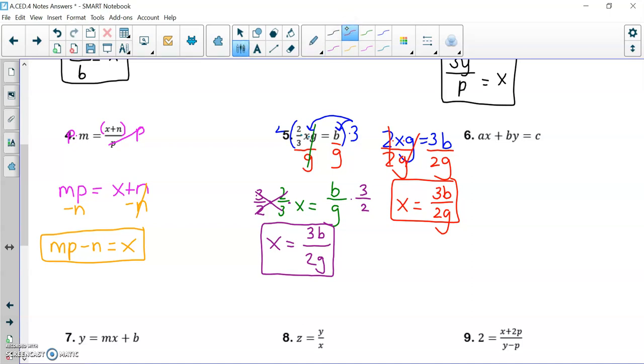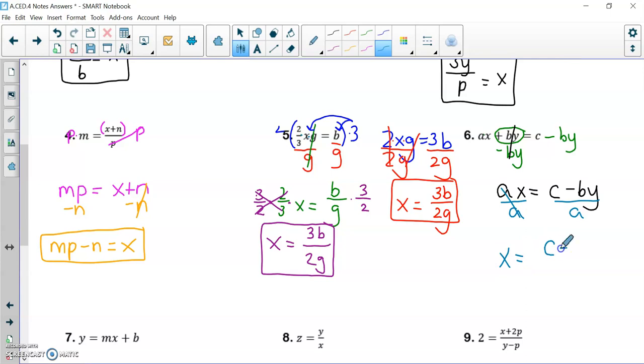Okay, so number 6, I'm solving for x. So x is being multiplied by a, and then I'm adding on by. So first I'm going to take care of that addition of by subtracting by from both sides. I wind up with ax is equal to c minus by. And then a is being multiplied by x, so I'm going to divide by a on both sides. I just isolated x, and I'm left with c minus by over a.